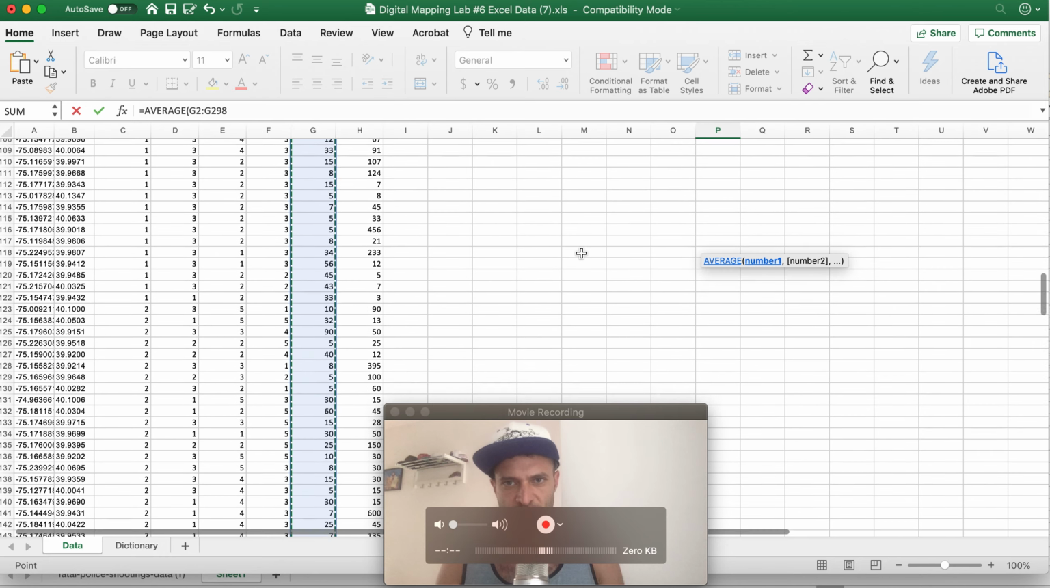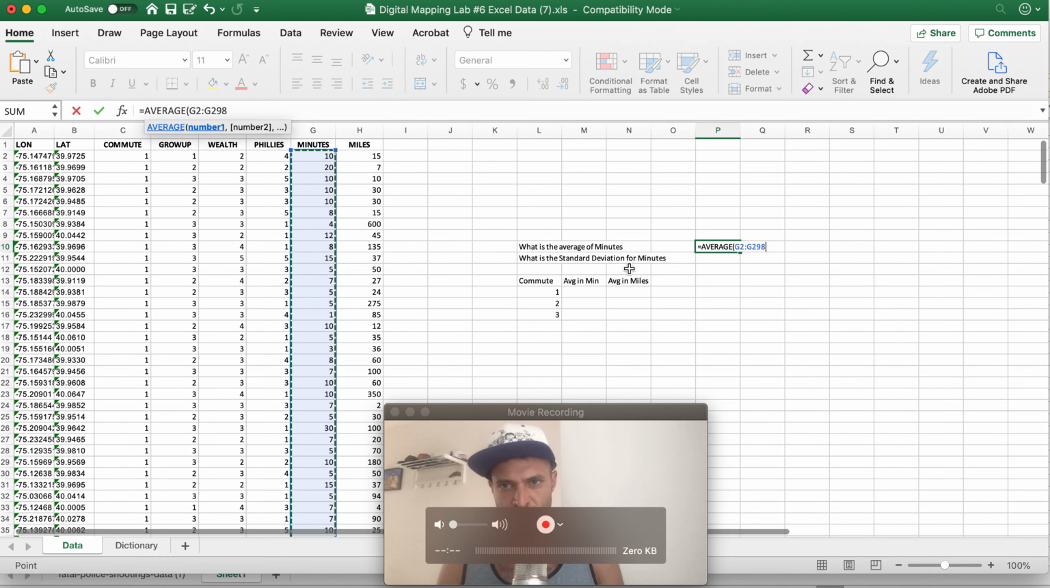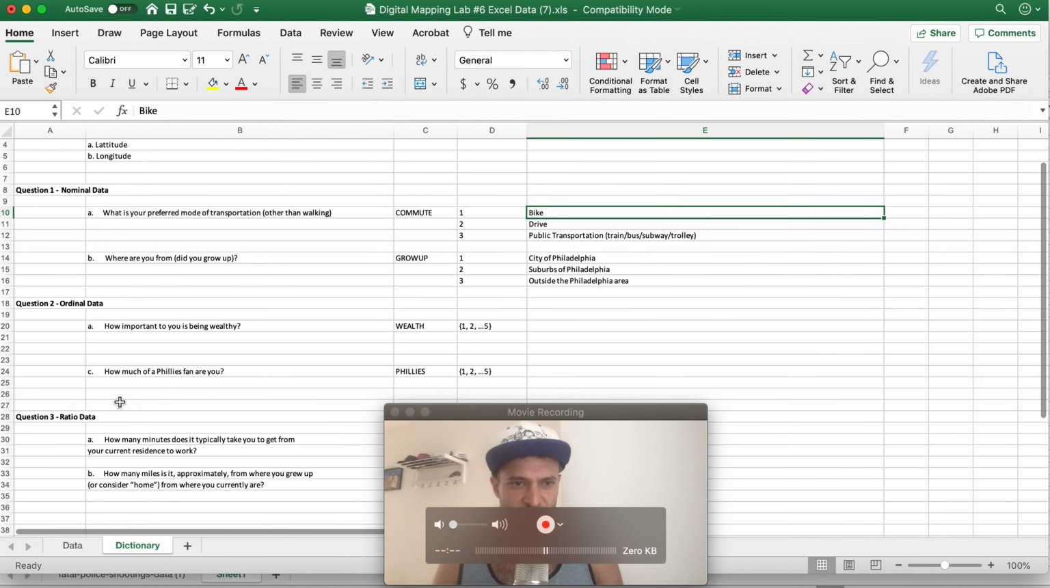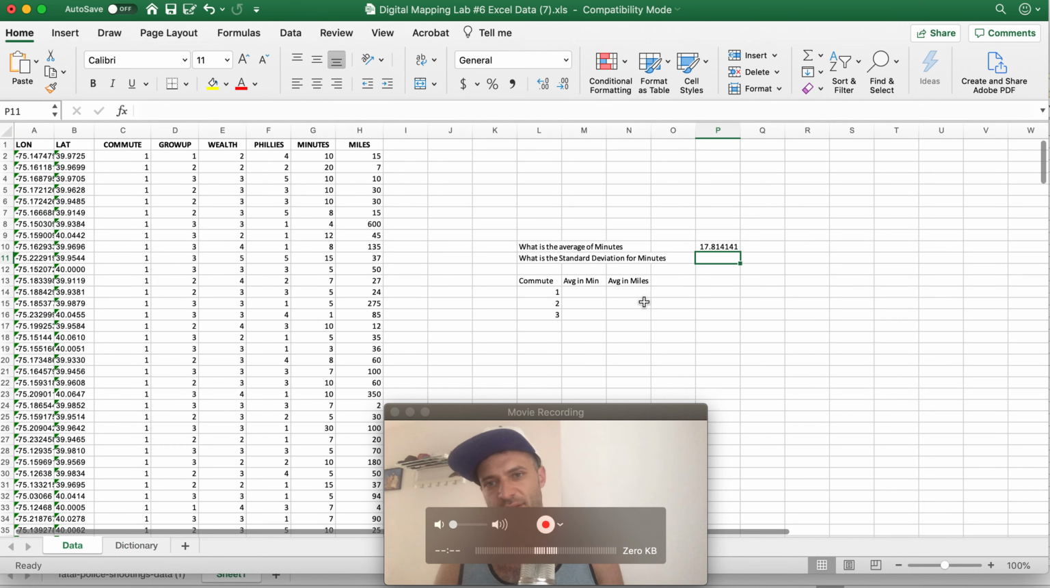Okay, and we can see that here, G298. So it's adding all of those numbers and then dividing by the total number of people who were interviewed, which is 297. So on average, it took 17.8 minutes. How many minutes does it take you to get to work? It takes 17.8 minutes on average. There's high ones and there's low ones, but that's the average.